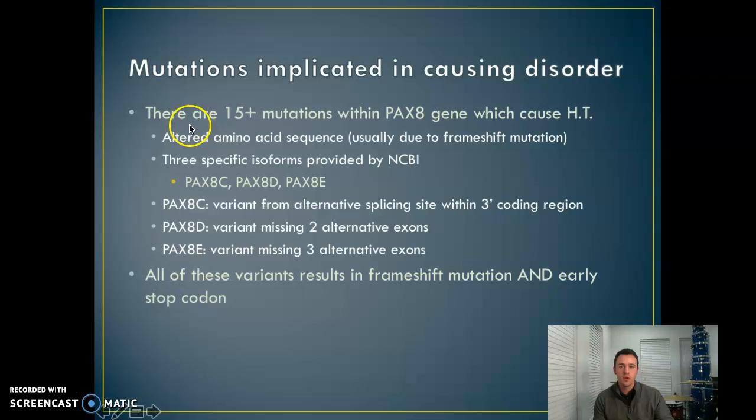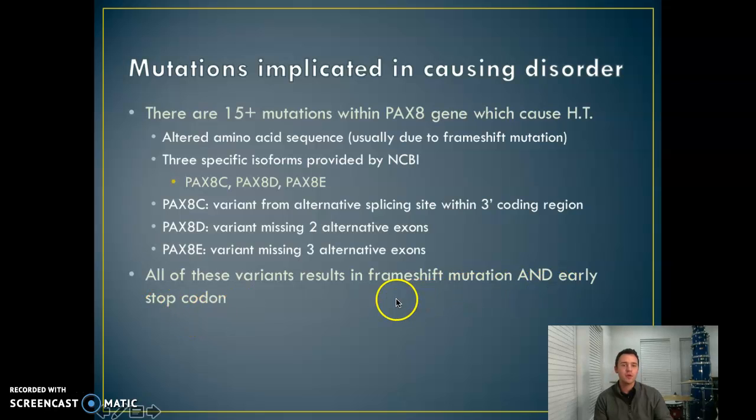There are only 3 specific isoforms provided by the NCBI website, and that is PAX8C, D, and E. D is a variant missing 2 alternative exons, and then E is a variant missing 3 alternative exons. All of these variants result in a frameshift mutation, and all of them cause an early stop codon.